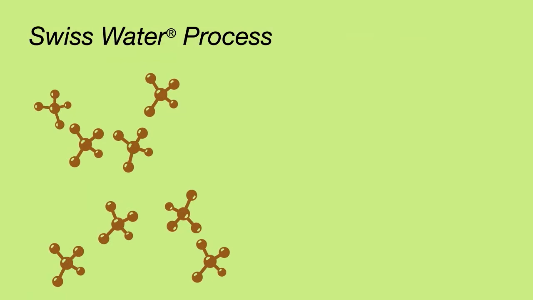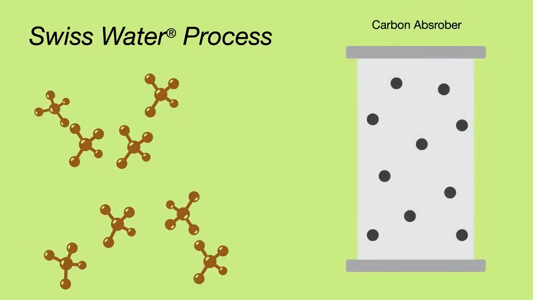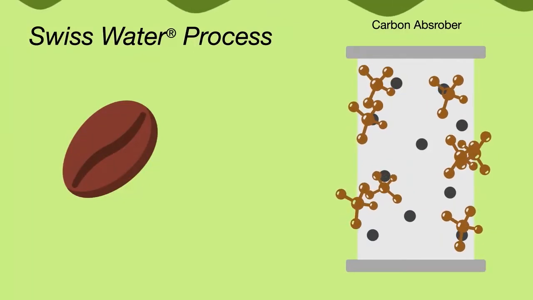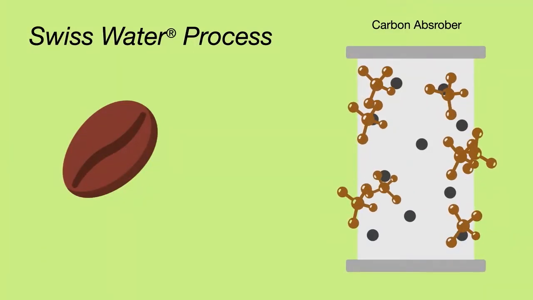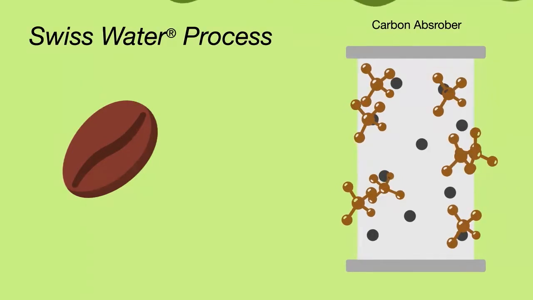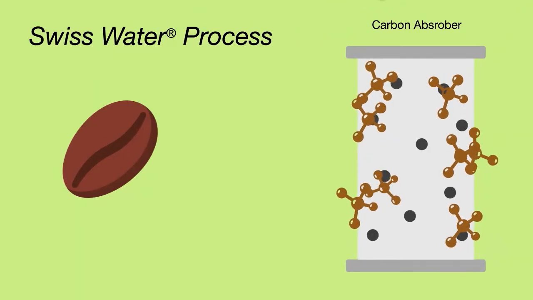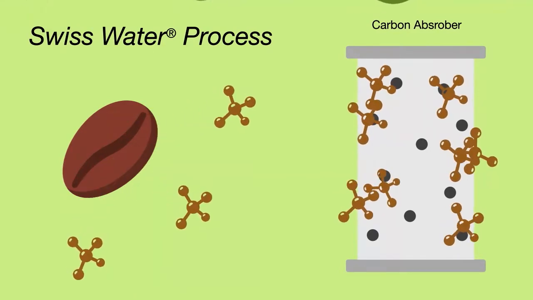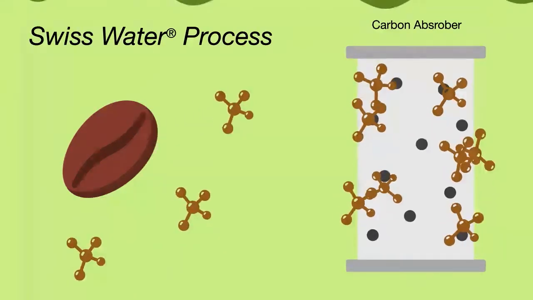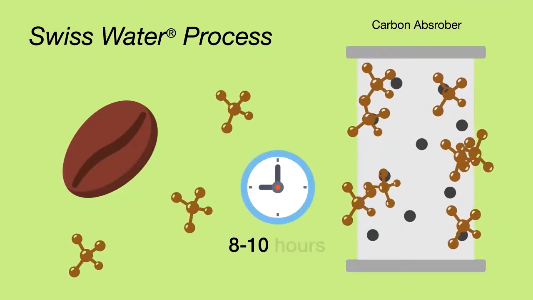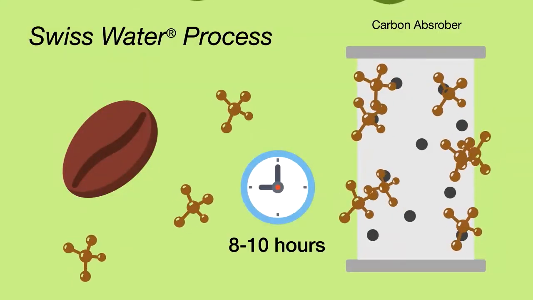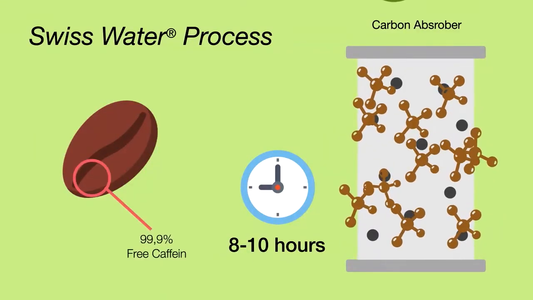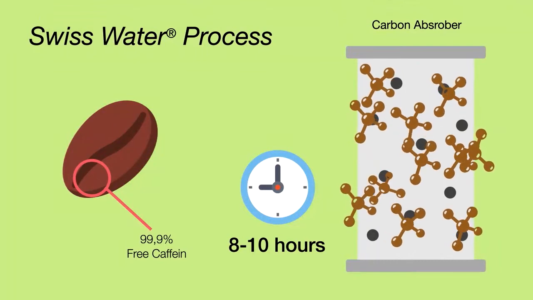Once the GCE is rich with caffeine, it is then percolated through a carbon absorber, which attracts the caffeine molecules from the GCE while leaving other green coffee elements intact in the GCE. When the GCE is once again lean of caffeine, it is then used to remove additional caffeine from the green coffee. This is a continuous batch process that takes 8 to 10 hours to meet the final residual decaffeination target, which is 99.9% caffeine-free by mass.